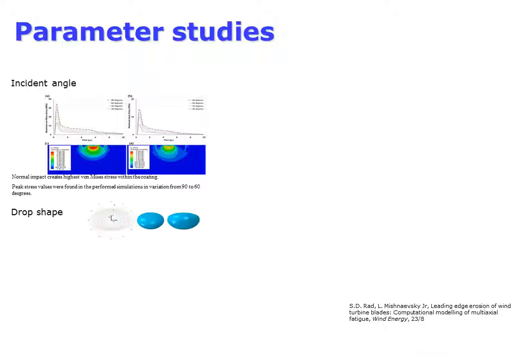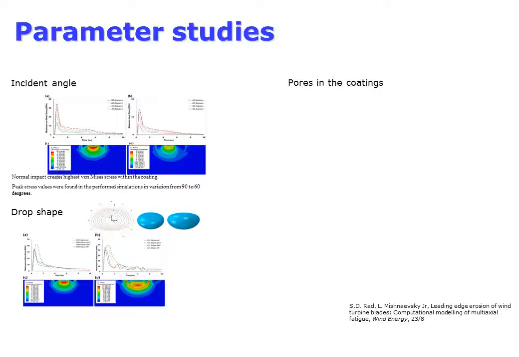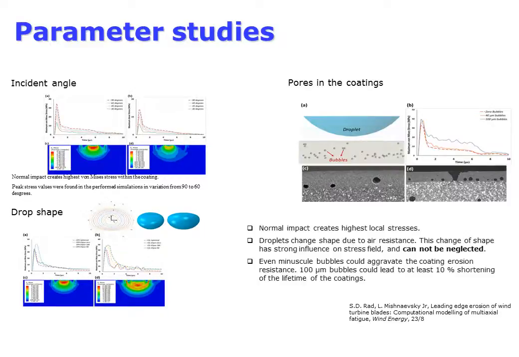Next, we carried out parameter studies. The effects of droplet shape and impact direction on the stress field were investigated. It was observed that normal droplet impact creates the highest local stresses as compared to oblique impact. Droplet shape has a strong influence on the stress field and, therefore, on the lifetime of the coating. Ellipsoidal, compressed droplets lead to 15% higher peak stresses. Practically, it means that the common models underestimate the stresses in coatings.